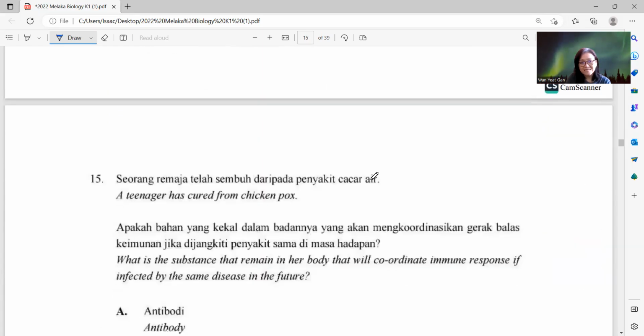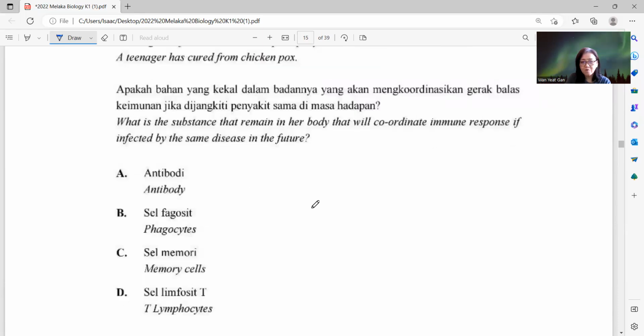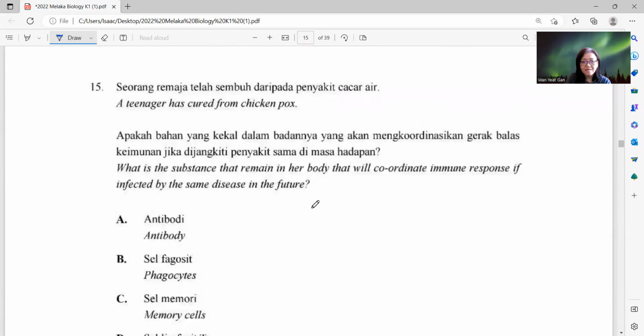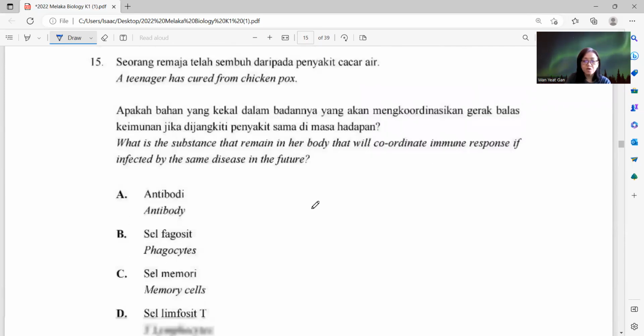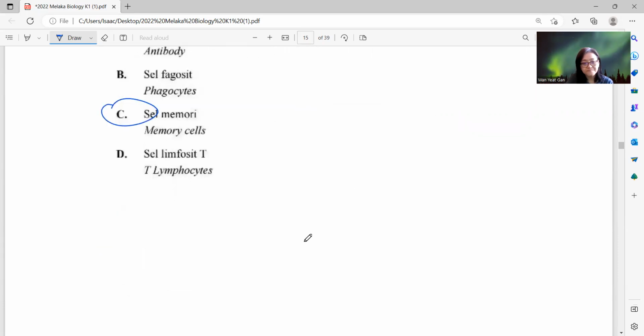Question 15. A teenager has been cured of chickenpox. What is the substance that remains in her body that will coordinate the immune response if infected by the same disease in the future? After she recovered, there will remain in her blood circulatory system memory cells that can produce antibodies when she is infected again.